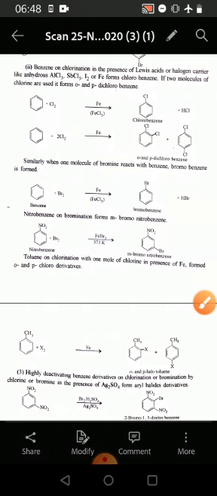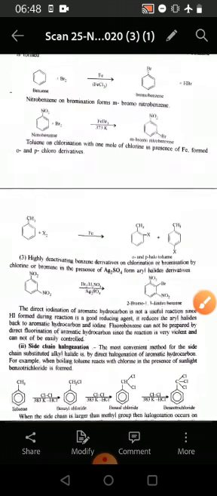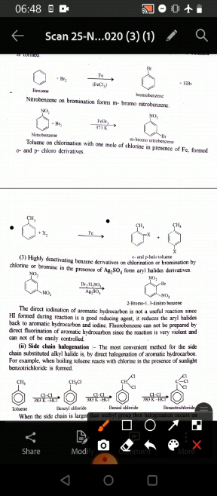Similarly, when one molecule of bromine reacts with benzene, bromobenzene is formed. Nitrobenzene on bromination forms meta-bromonitrobenzene. Toluene on chlorination with 1 mole of chlorine in the presence of iron forms ortho and para chloro derivatives. So toluene reacts with halogen to form ortho-halotoluene and para-halotoluene.